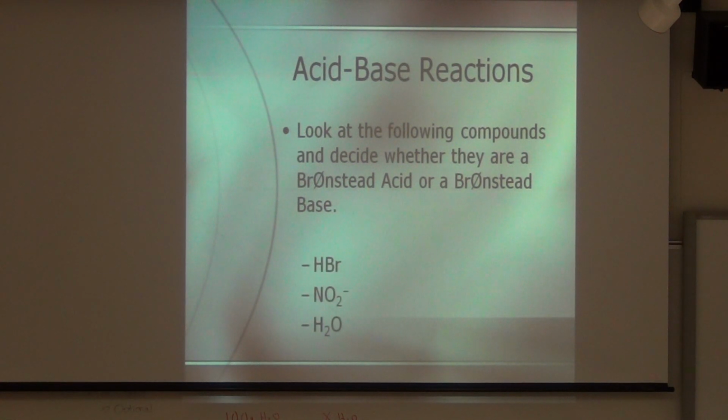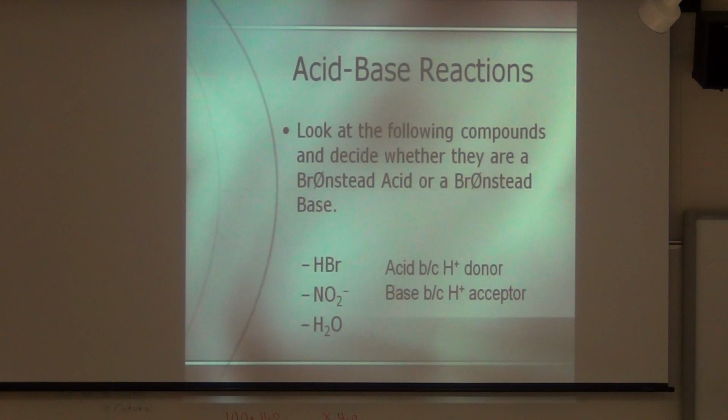So are these bases, acids? HBr, that's one of our strong acids, hydrobromic acid, so that's going to be a proton donor. This negative sign is a big clue, but it's a base because bases are proton acceptors. So if it's negatively charged, it's certainly going to be attracted to a positively charged proton.